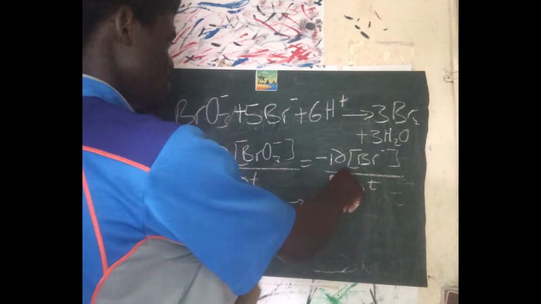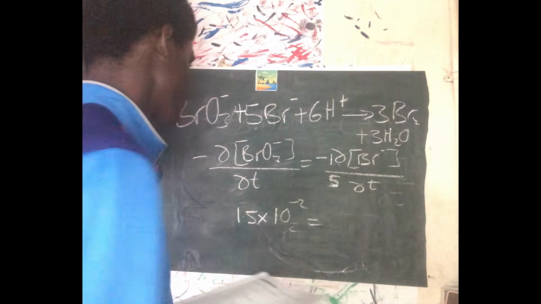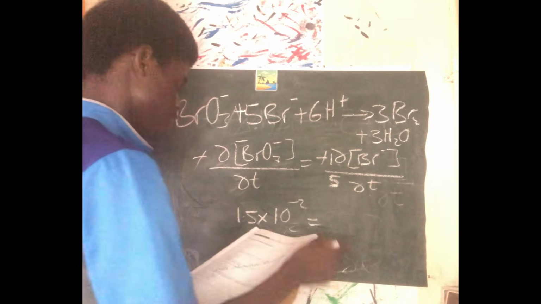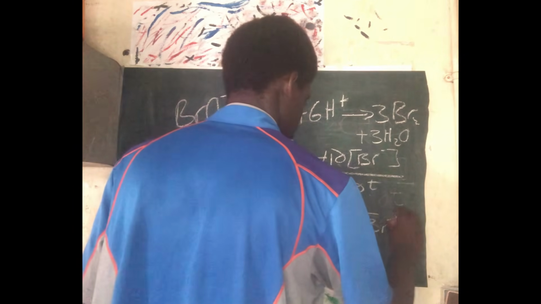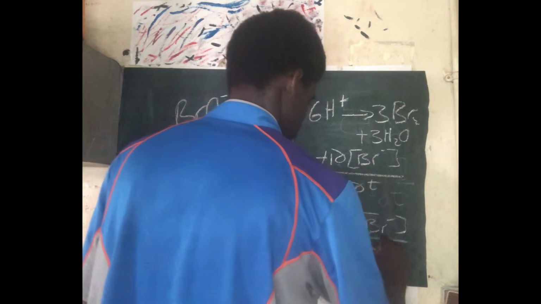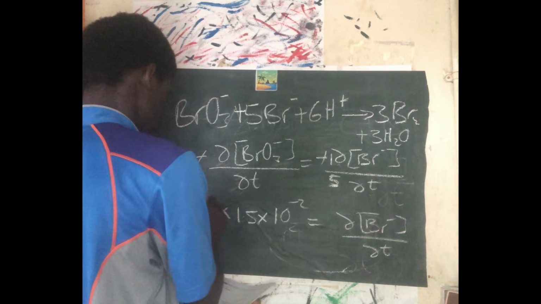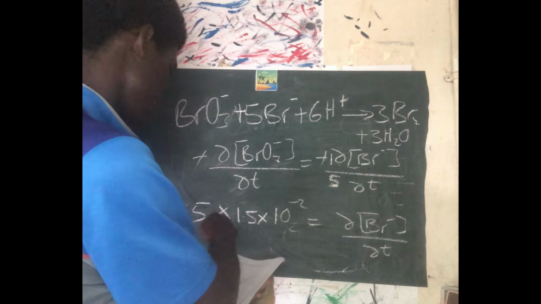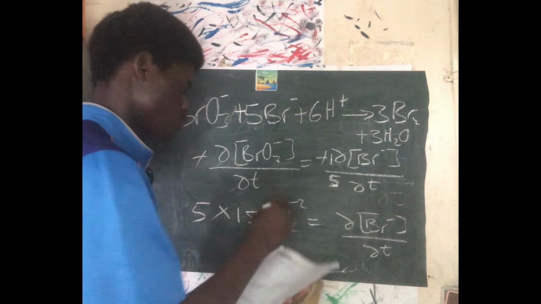So to find change in Br over dt, we just make it the subject of the formula. The minus has already cancelled. So we already have 1.5 times 10 to the minus 2. That will just be the Br minus over dt. Then 5 will come here, we will multiply this one by 5, and that will be our answer. If you multiply 5 times 1.5, that will be 7.5. That will be 7.5 times 10 to the minus 2.